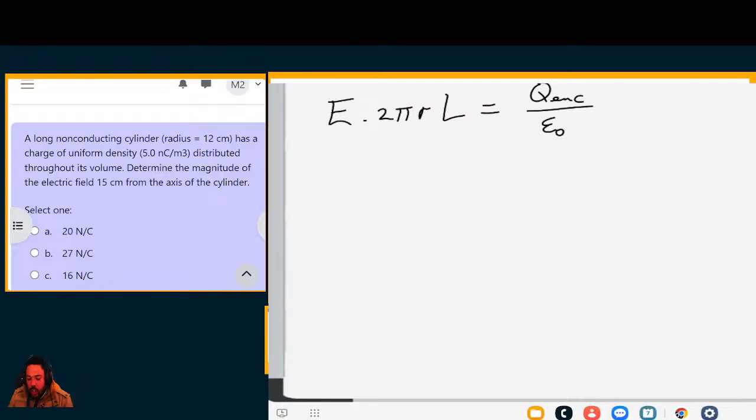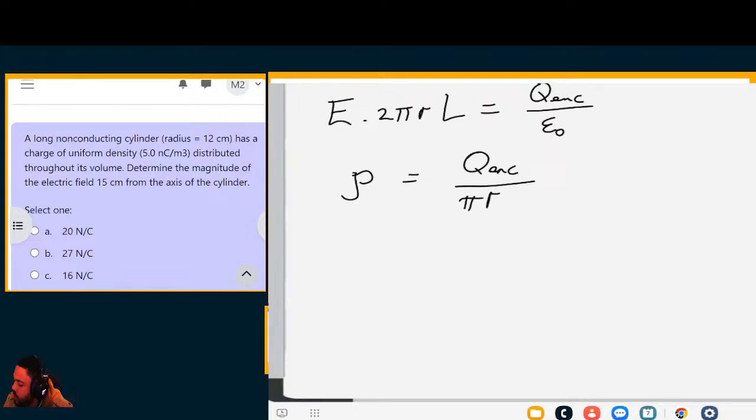Now, what is the charge enclosed? How do we get the charge that is enclosed in there? Let me work it out this way. How did we get rho? We took the total charge enclosed and divided it by the volume of the cylinder. What's the volume? It is pi r squared.